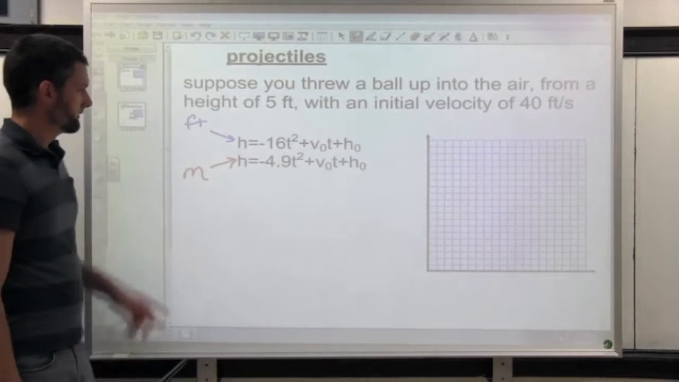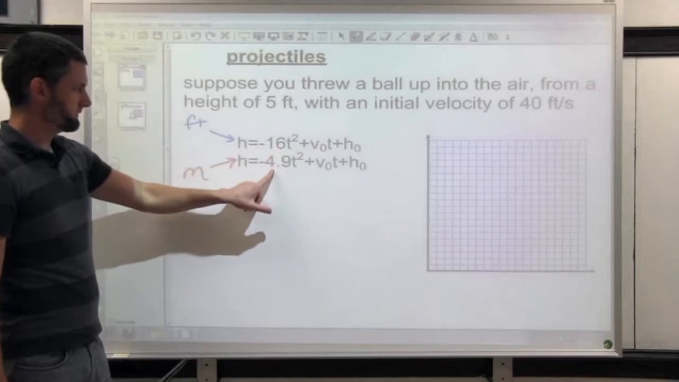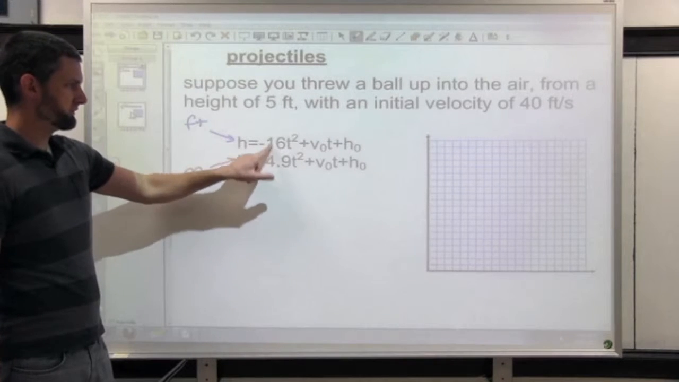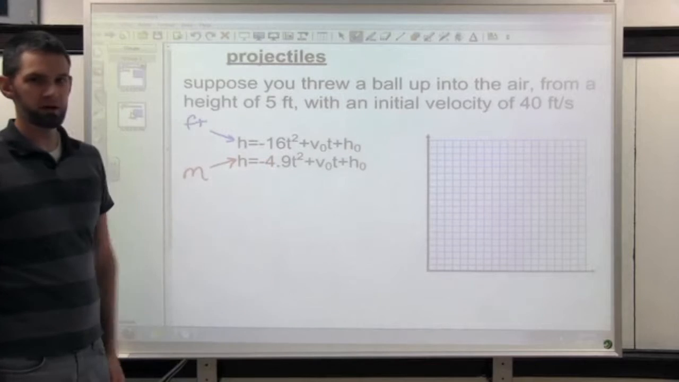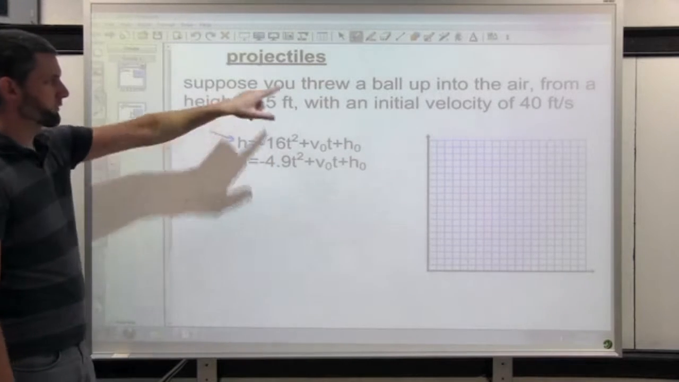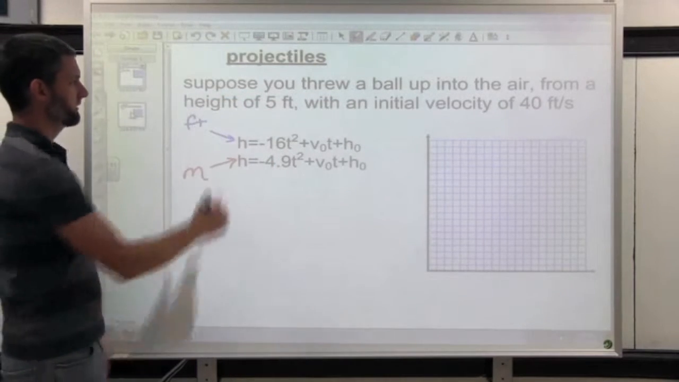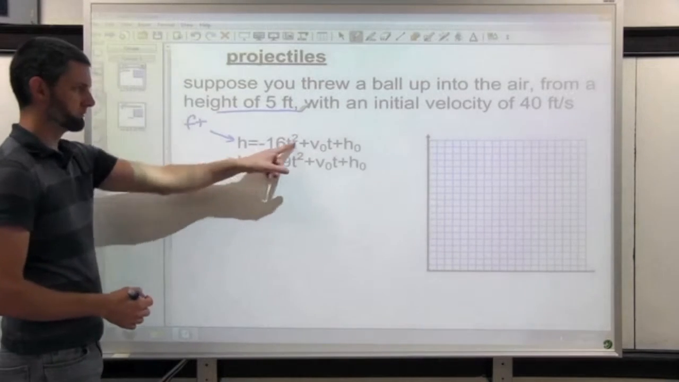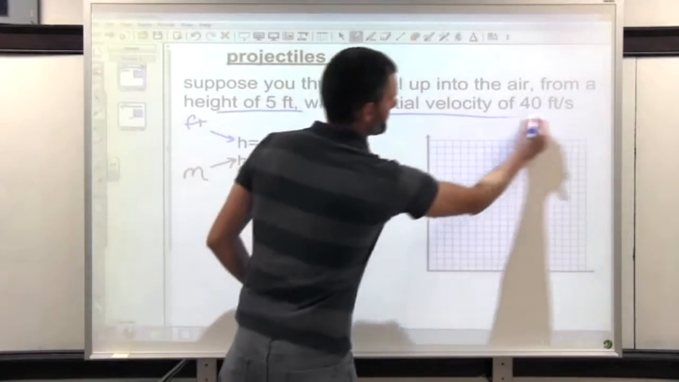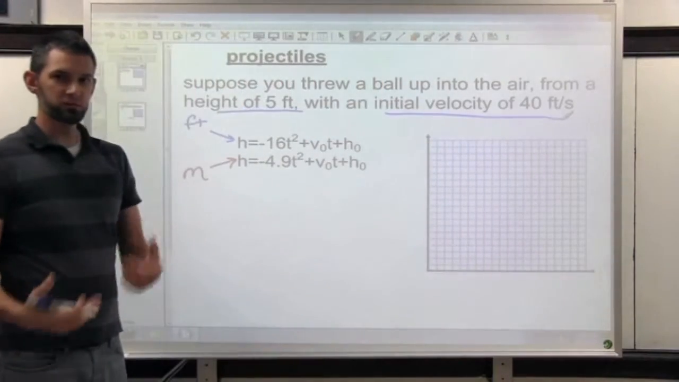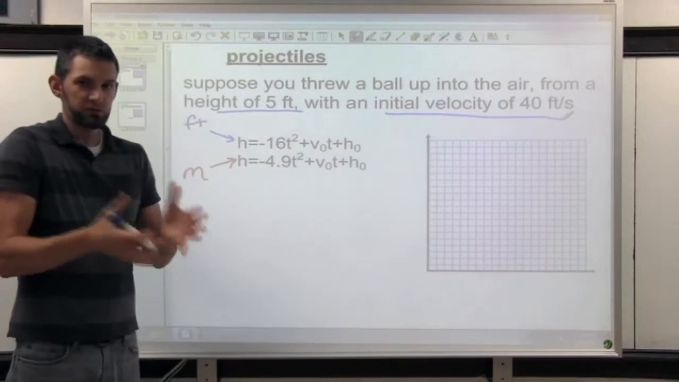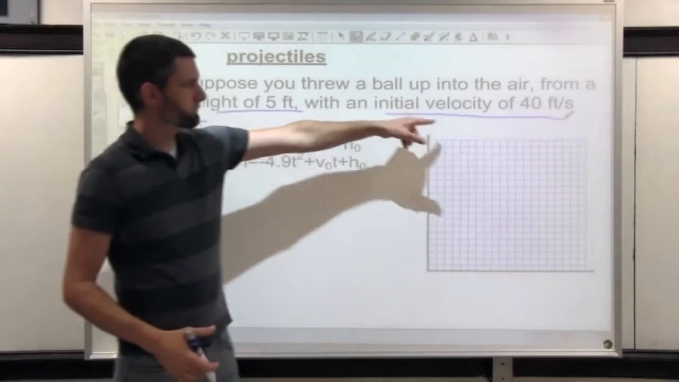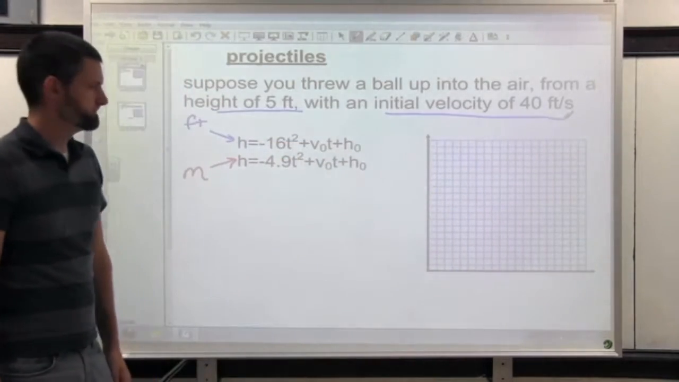or dropped. It's different if it's feet and meters. It just has a different number in there, either -16 or -4.9. So suppose we threw a ball into the air from a height of 5 feet. Already it's feet, so we know we're going to use this one. With an initial velocity, now velocity is like the speed, and initial just means at the beginning. So the beginning speed of 40 feet per second.